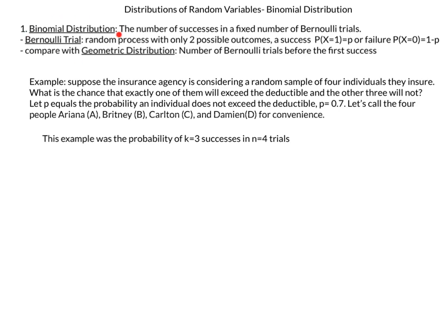In terms of our binomial distribution, we were looking at exactly one of them exceeding and the other three will not. And again, not exceeding is our success. So in terms of our binomial distribution, we were looking for the probability that K equals 3. That is 3 successes and 1 failure. That does not exceed the deductible. And we had 4 trials, N trials. So N is equal to 4: Ariana, Brittany, Carlton, and Damien.